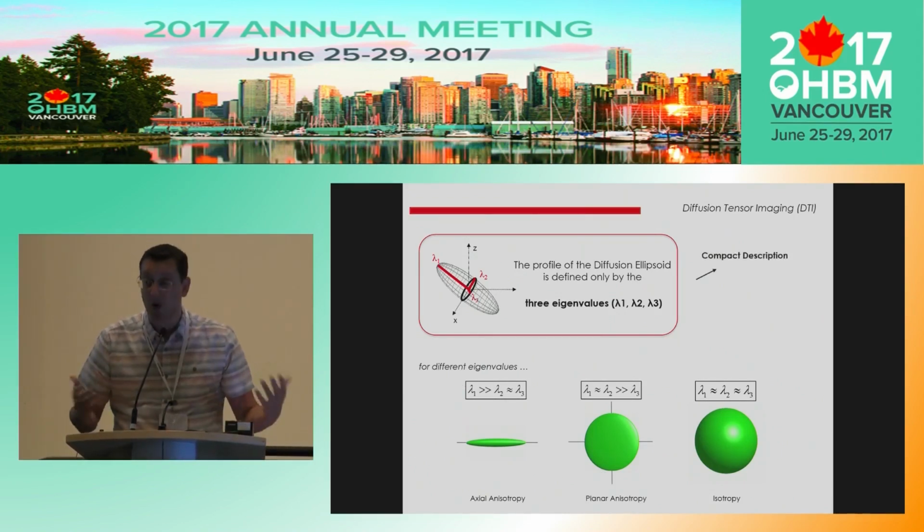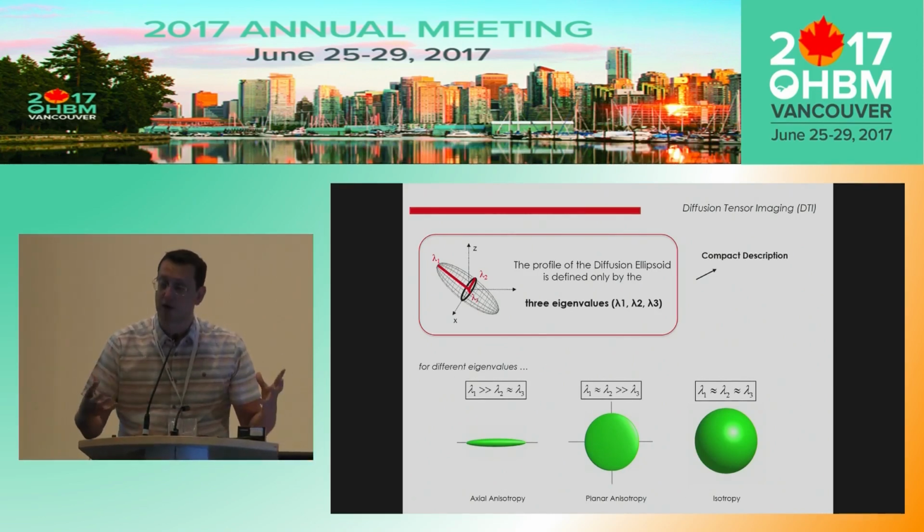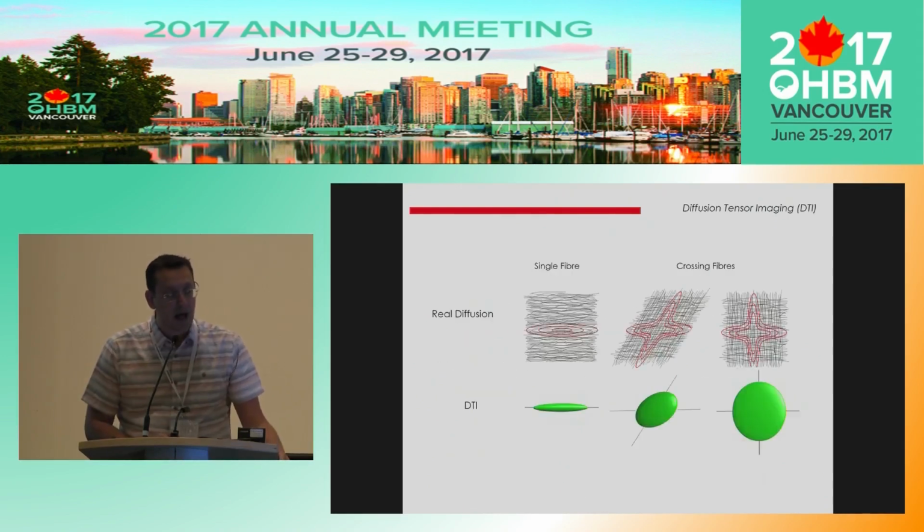In fact, with a compact description with three numbers, we can describe quite a lot of the microstructure organization of diffusion. But at the same time, this is quite an oversimplified description, because what is not encoded in these three eigenvalues is essentially lost in our further analysis. And if we look more in detail at the microstructure, a few examples, we can see that one tensor model, a single tensor, might describe correctly the displacement profile of a single fiber orientation.